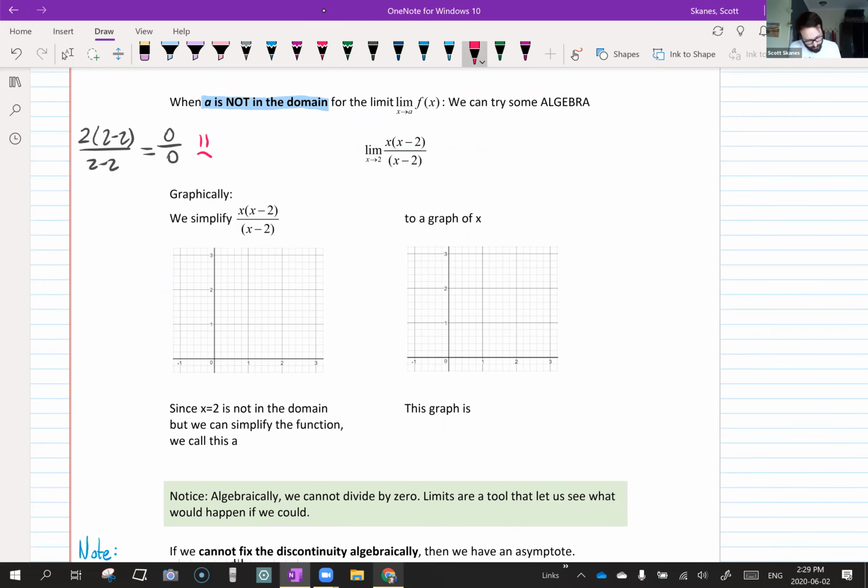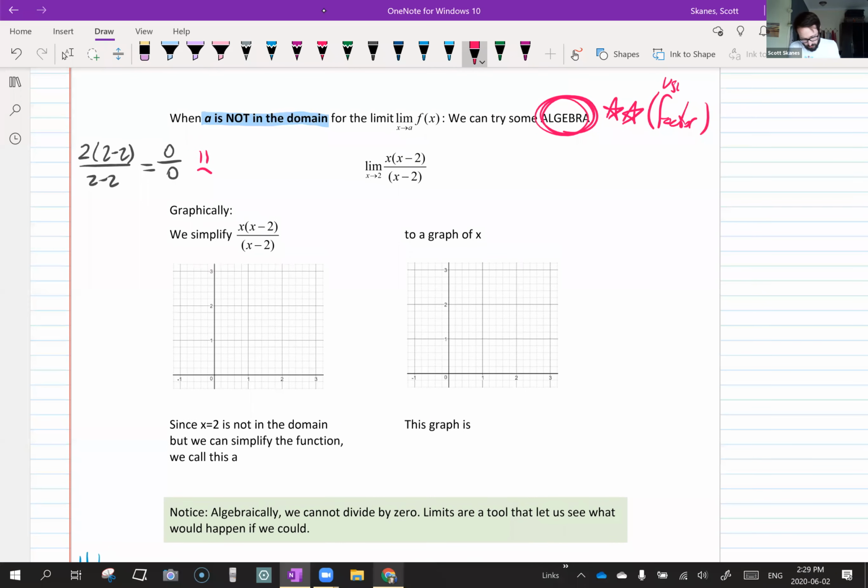The first thing we're going to do is algebra, which generally speaking is usually factoring, which means see what your factors are on top and bottom, see if something cancels. In this case, it does. Boom, boom. Now we have the limit as x approaches 2 of x. And hey, we can do that. That's just 2.